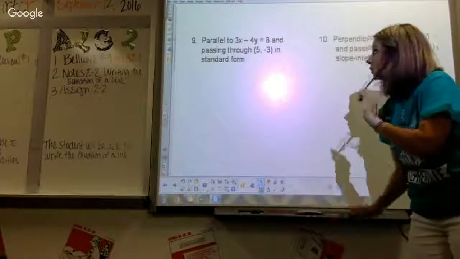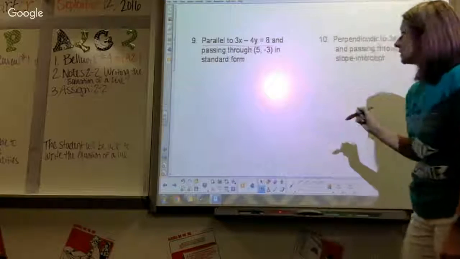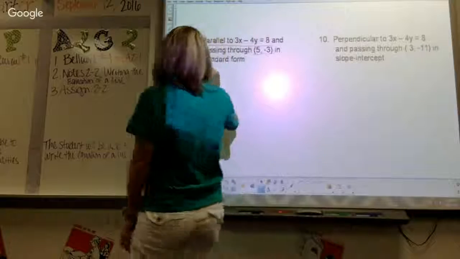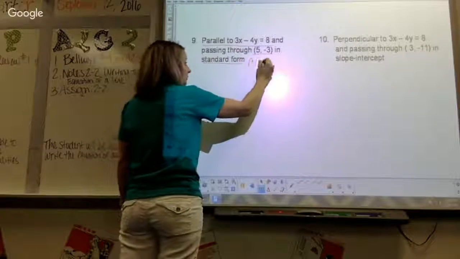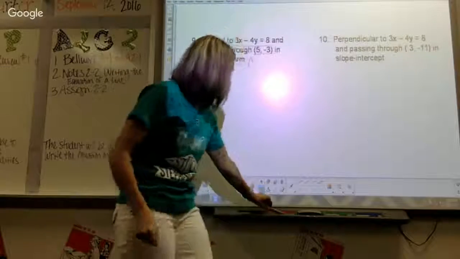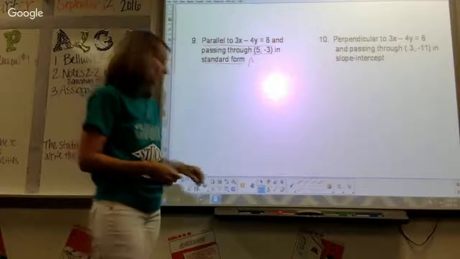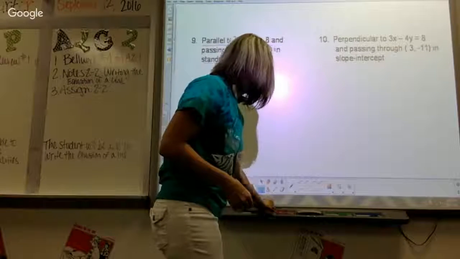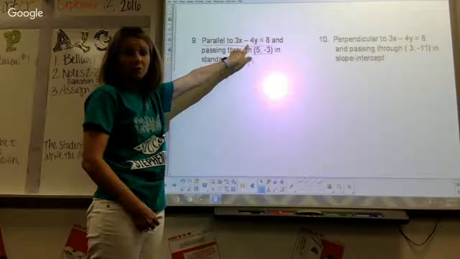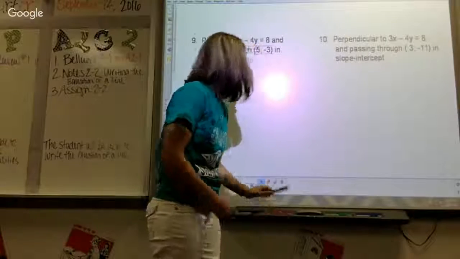Okay, so number 9, we're going to find the equation that is parallel to 3x minus 4y equals 8, and it passes through the point 5, negative 3. We want it in standard form. Okay, so remember when we talked about parallel lines? Parallel lines, remember, have the same slope. So first thing we would need to do is find the slope of this equation, and we would know that that slope will be the same as our new slope.